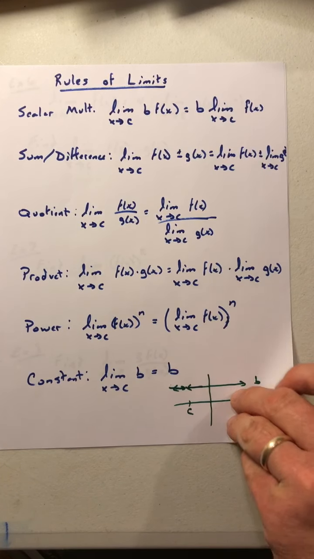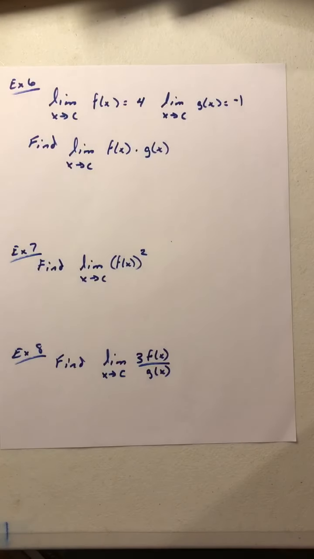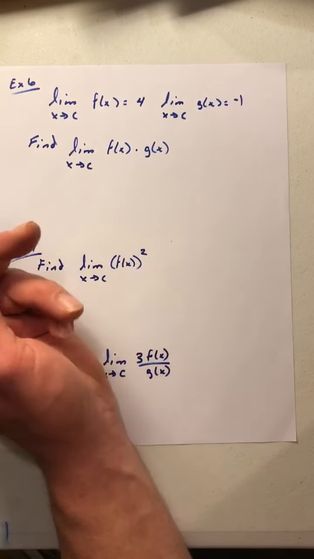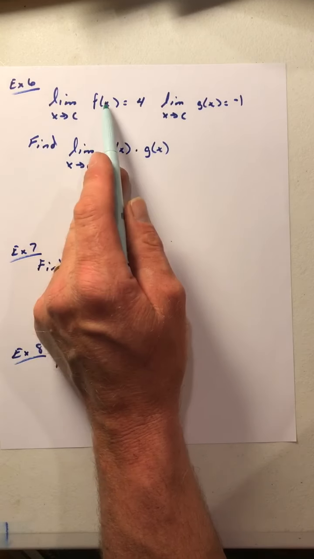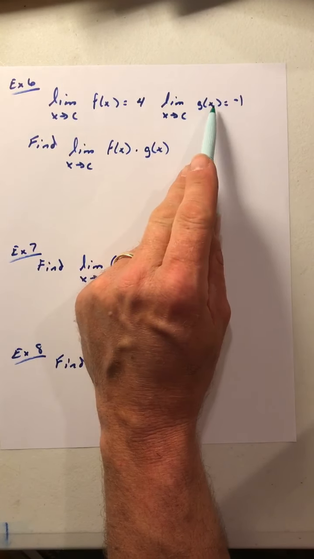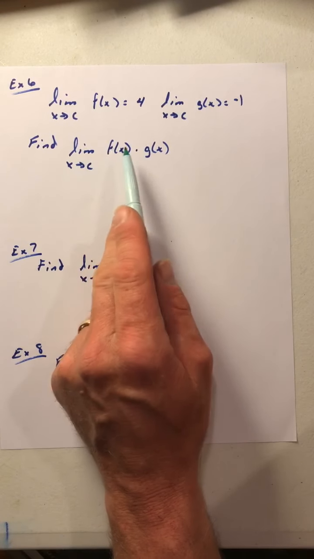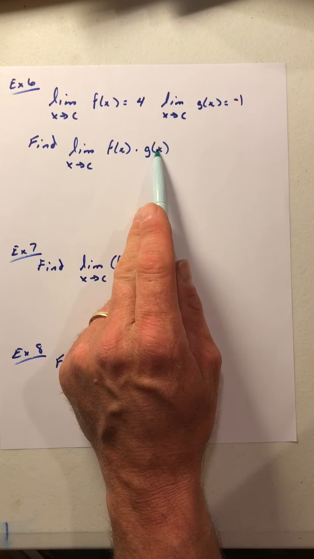So how do we see these problems occurring in our lesson? Well, they're going to give us some information. They're going to tell us, in this case, example 6, the limit as x goes to c of f of x is 4, and of g of x, it's -1. So can we find the limit as x goes to c of f of x times g of x?